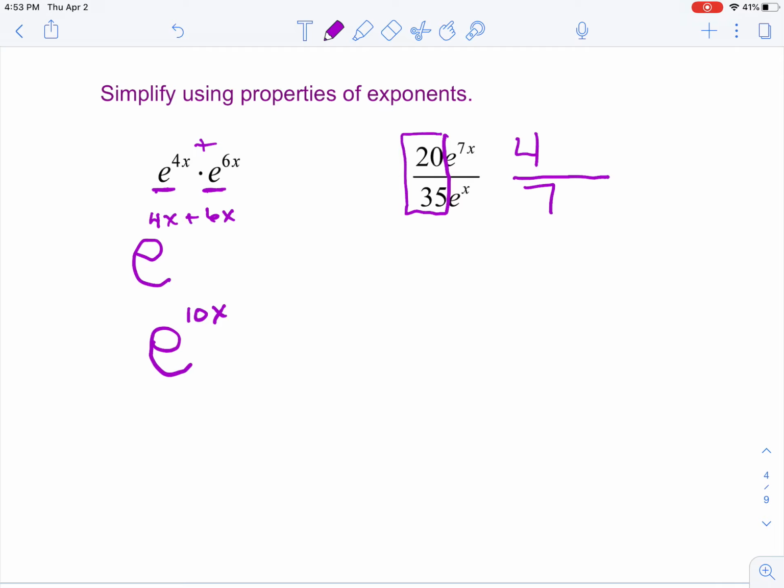Next, if I am dividing, what am I going to do to my exponents? I'm going to subtract them. So that's going to give me e. What is 7x minus x? Well, I can write it as 4e to the 6x all over 7, or I can have 4/7 times e to the 6x.